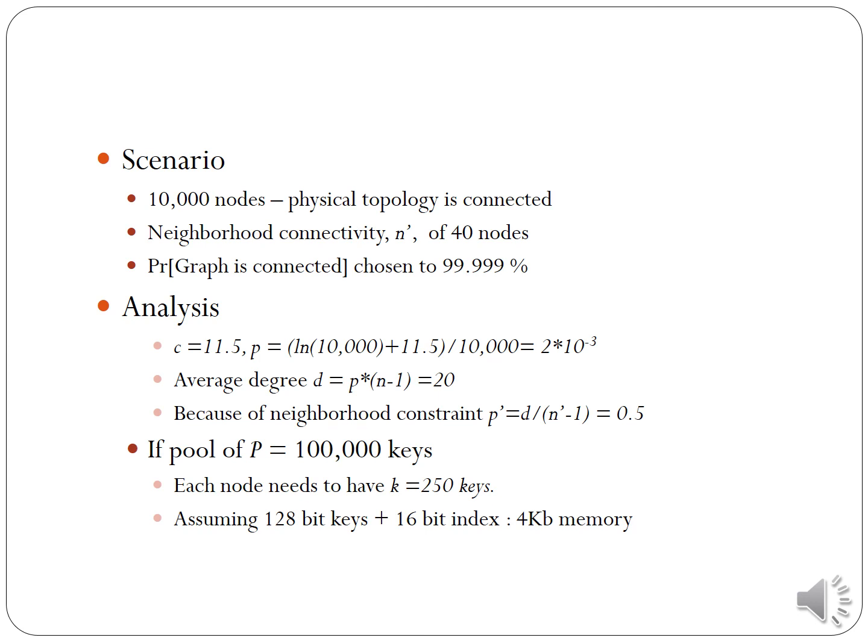For neighborhood connectivity, n' is 40 nodes, and c is equal to 11.5, the value is given. For a pool of 1 lakh keys, each node has to have k equal to 250 keys, assuming 128-bit keys plus a 60-bit index.